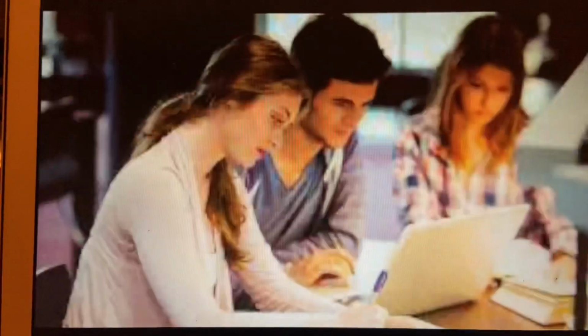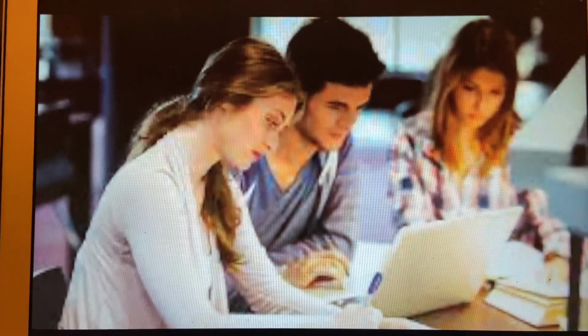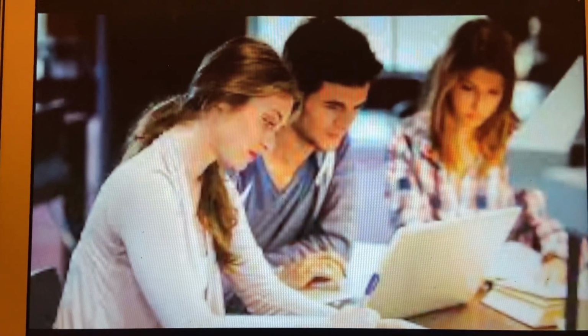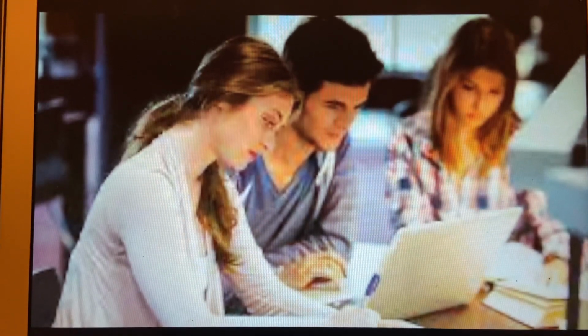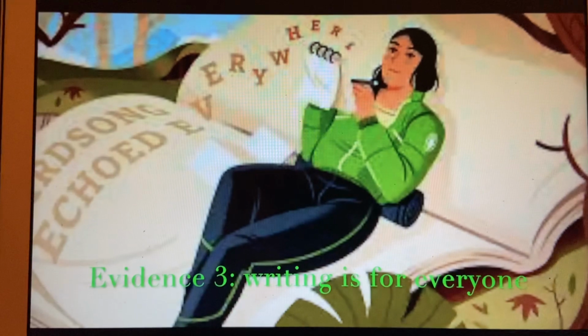These formats are cross-content and not just ELA-based. Having a foundation in writing with numbers, science-based facts, and historical writing will serve the students well. Students write tweets, for example, and that has a format that they have to learn all its own. Evidence 3. Writing is for everyone.